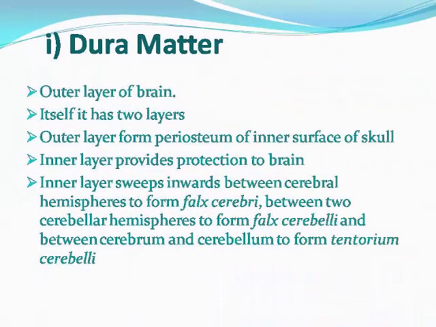Itself, it has 2 layers. The outer layer forms the periosteum of the inner surface of the skull. The inner layer provides protection to the brain. The inner layer sweeps inwards between the cerebral hemispheres to form the falx cerebri, between the 2 cerebellar hemispheres to form the falx cerebelli, and between the cerebrum and cerebellum to form the tentorium cerebelli.